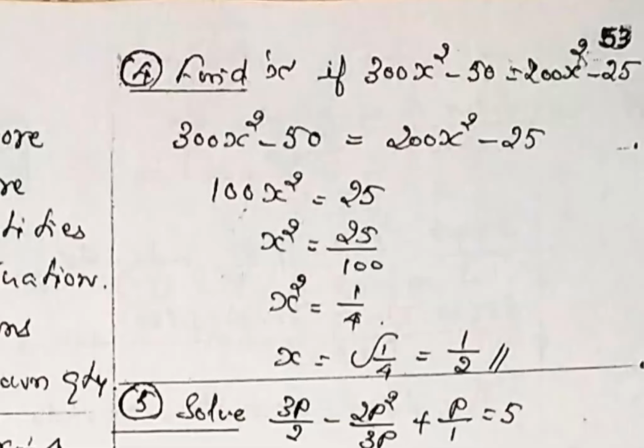300 s square on the left hand side, 200 s square on the right hand side. So move left to right, you will get 100 s square is equal to 25. So from that, s square is equal to 25 divided by 100, which is 1 divided by 4. So x is equal to 1 by 2 we are getting.